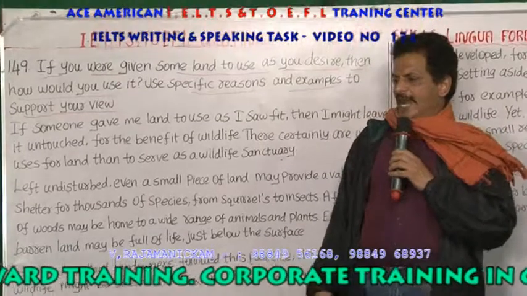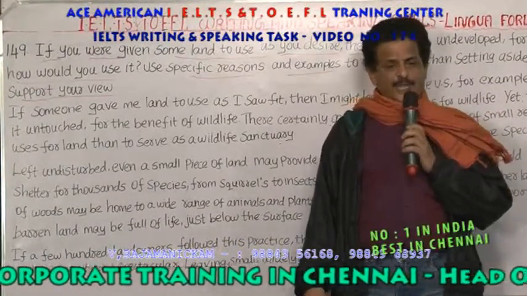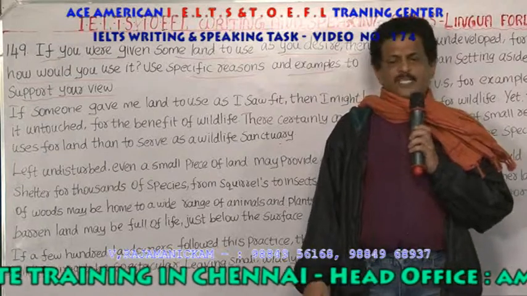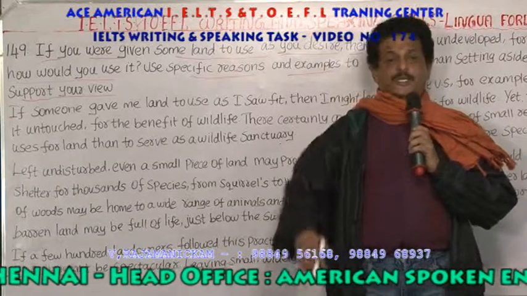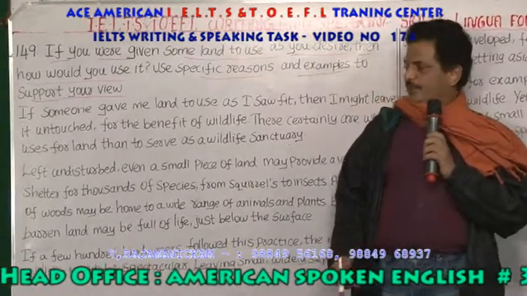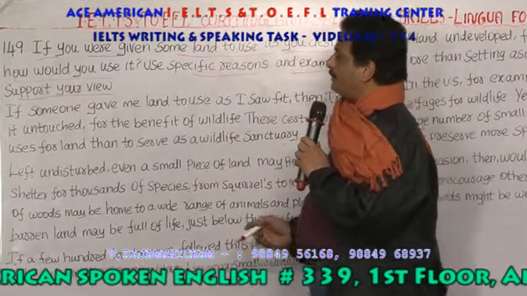A particular piece of land is given to you. Maybe 100 acres or 200 acres. What do you do with that? And whatever the usage, you have to use specific reasons and examples to support your view. Now coming here, see the writer, how does he go in the introduction part?